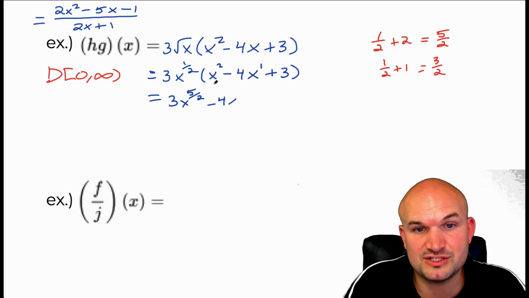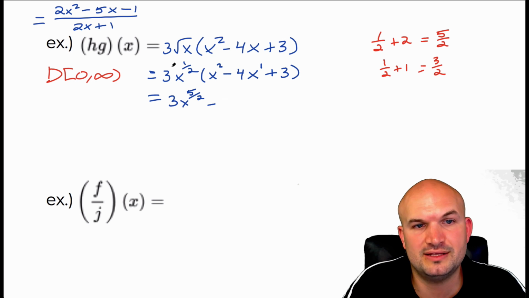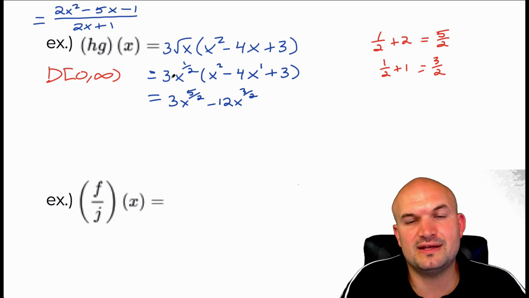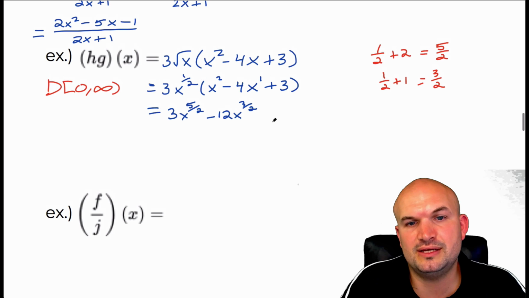Oops, I'm sorry, that's minus 12, isn't it? Got to make sure you multiply the numbers, 3 times negative 4. So that's going to be 12 times x to the 3/2. And then 3 times 3 is going to be 9x to the 1/2, okay?